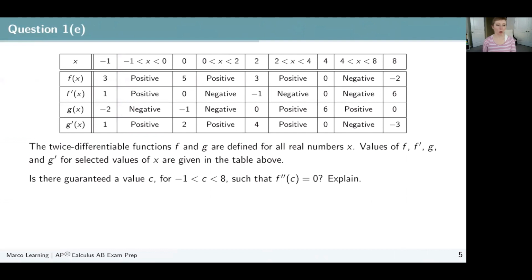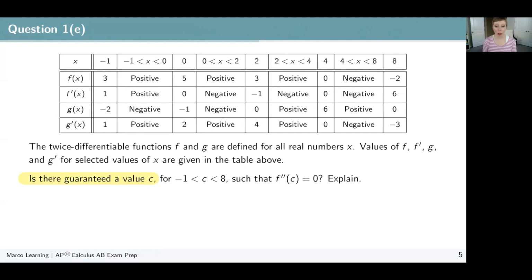For the next part of this question, is there guaranteed a value c on the open interval between negative 1 and 8 such that f double prime of c equals 0? Explain. Anytime you see these questions that say, is there guaranteed a value such that, it's probably referring to one of the existence theorems. So we have 4 existence theorems that we work with this year: the intermediate value theorem, the extreme value theorem, the mean value theorem, and Rolle's theorem.